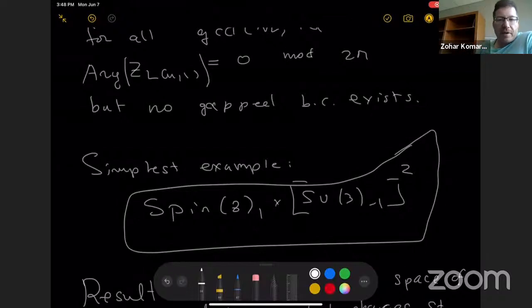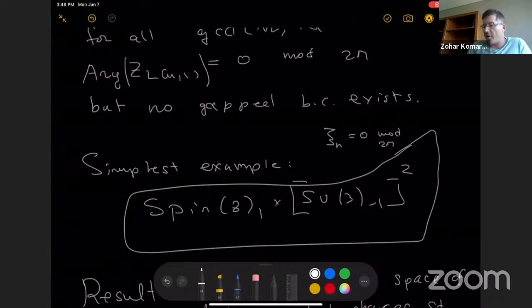This is the simplest abelian topological field theory for which, if you sat down and computed all the Cn, you would find that they're all 0 mod 2 pi, all the allowed Cn. You have to pick n correctly so that the GCD condition holds. So all the Cn vanish, but it still does not admit a gapped boundary. How do we know that it doesn't admit a gapped boundary? Well, you can compute it, you can just check that it doesn't.